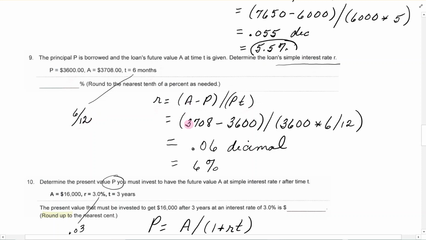So I have (3708, that's the A, minus 3600, that's the P) divided by (3600, that is P, times the time, which is written as a fraction, 6 divided by 12). Type that in exactly like that in the home screen of your calculator. You will get 0.06, but that's the decimal. Anytime you're turning a ratio or a fraction and doing the division, you're getting the decimal value. Move the decimal 2 places to the right and you get 6%.